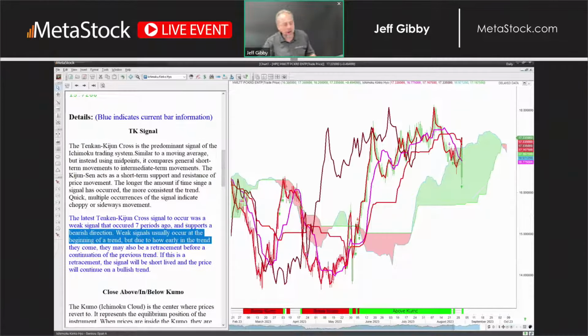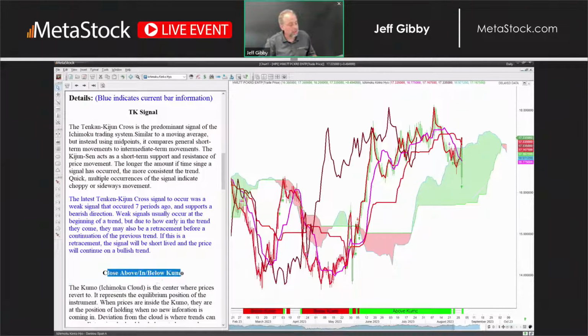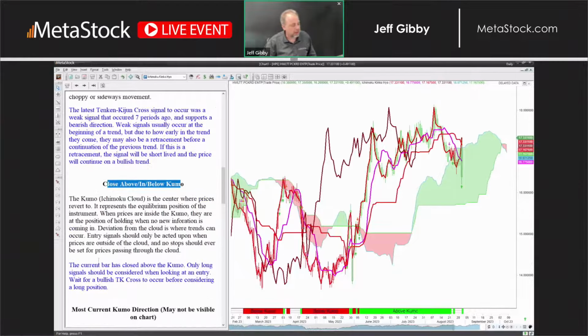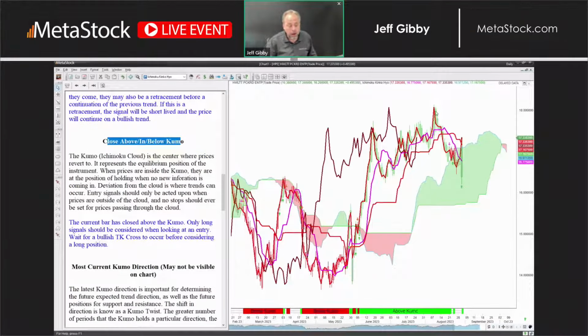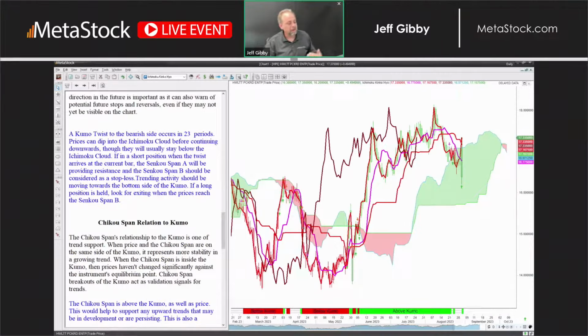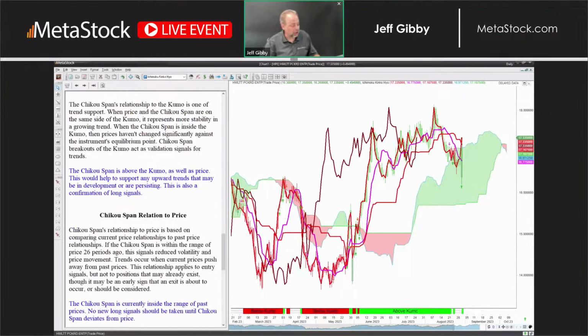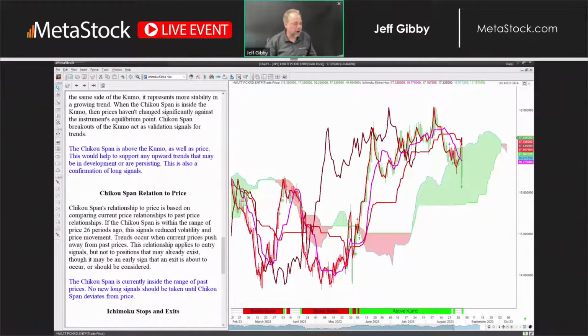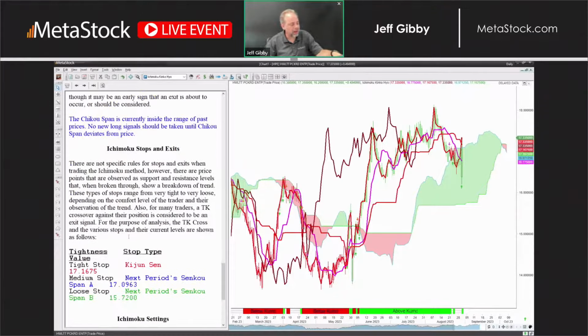I'm going to stop reading them all, but here it talks about the close above, in, or below the Kumo. If it closes above the Kumo, it's bullish. If it's in, it's neutral. If it's below, it's bearish. And that's what it's going to tell you. And then it's going to say, okay, well, right now we're above the cloud, unless we come back into the cloud, but that would lean to a bullish Kumo. And then it talks about the most current direction on the Kumo, the Chiku span and its relationship to Kumo, the Chiku span and its relation to price. And it's doing all of the analysis. It's telling you what it's looking at, and then it tells you what it sees on the chart in blue. And I really like the way that it does that.